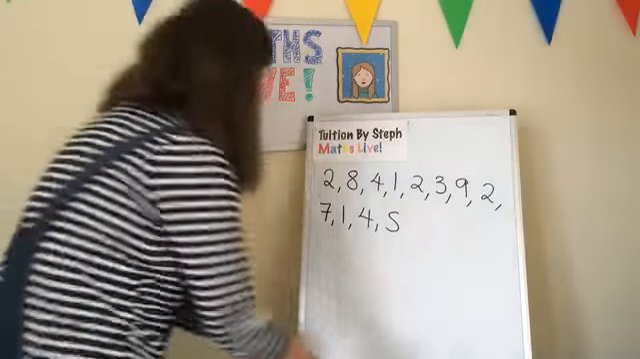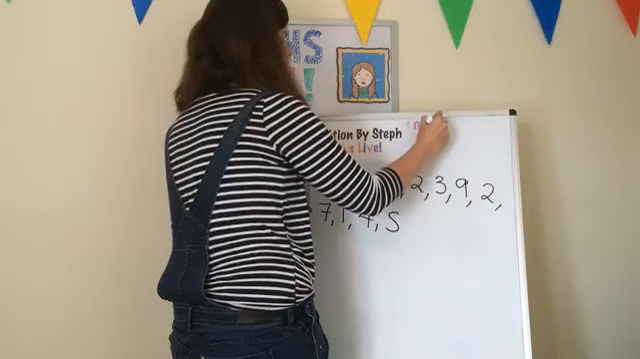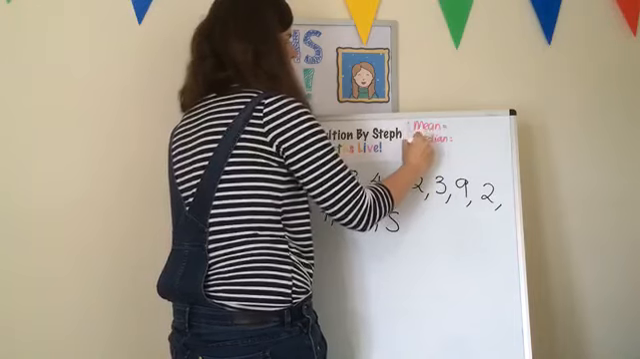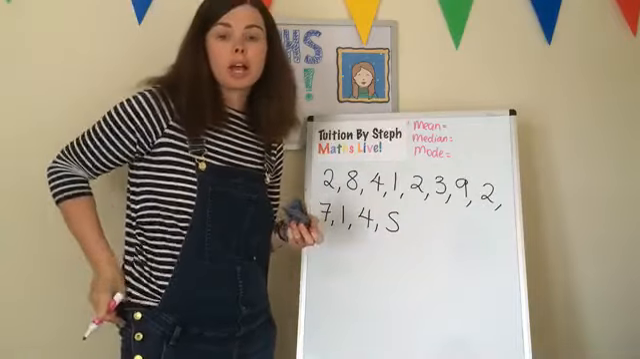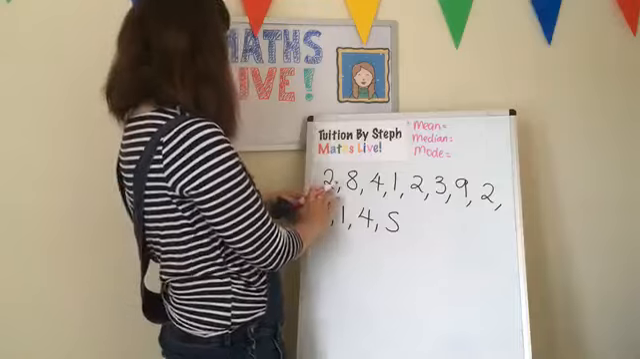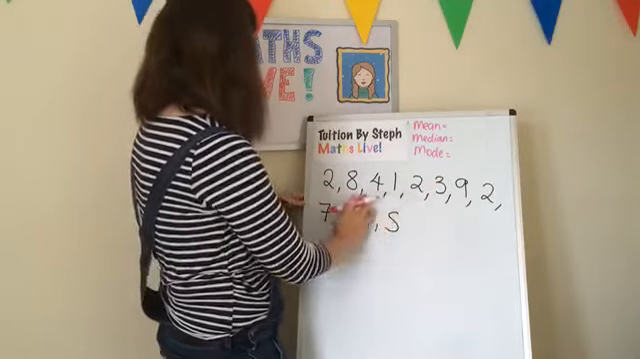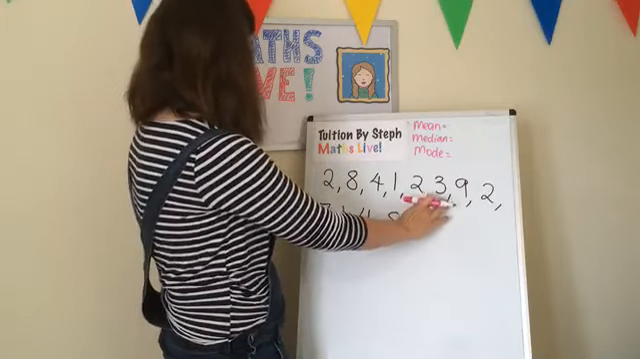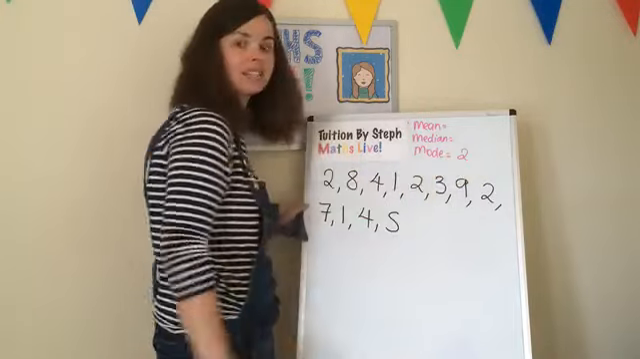Right, so mean, median, mode. So as someone asked, how do you find the mode? The mode is the number that occurs the most, whichever one appears the most. So in here we've got 2. 2 is 3 times, 8 once, 4 is twice, 1 is twice, 9 is once, so it's 2 because 2 occurs 3 times.